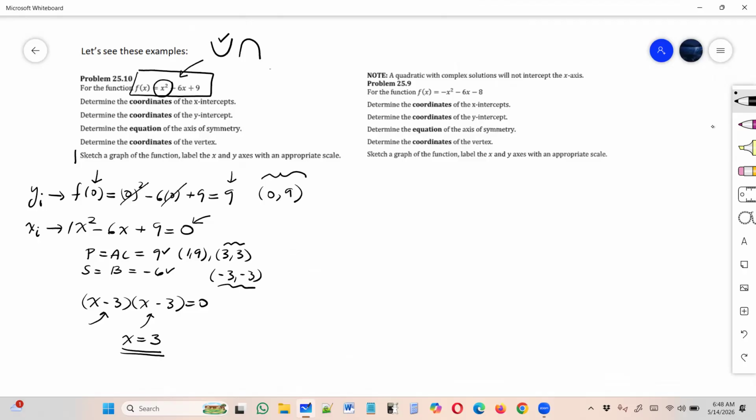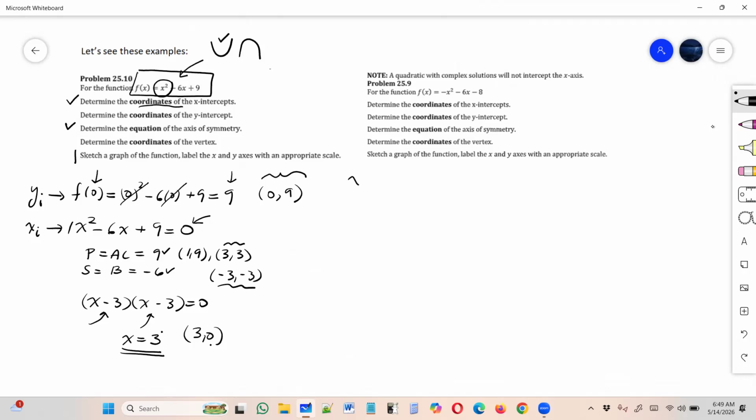Okay? Now the coordinates. Don't forget, coordinates of the x-axis. So the coordinate is 3 comma 0. So in this case, x is 3, y is 0. Okay, so we've done the coordinates. Now let's find the equation of the axis of symmetry. This is probably the easiest thing.